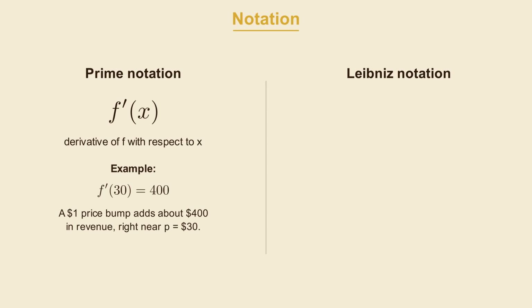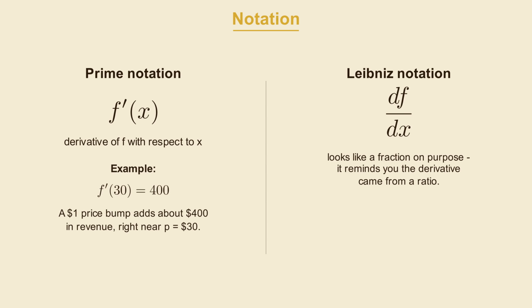The second way that we write it is called Leibniz notation. It writes the derivative as df over dx. This notation looks like a fraction, and that's actually intentional. It's reminding you that the derivative came from a ratio. The change in f, aka d of f, divided by the change in x, aka d of x. Then we just take the limit of it.